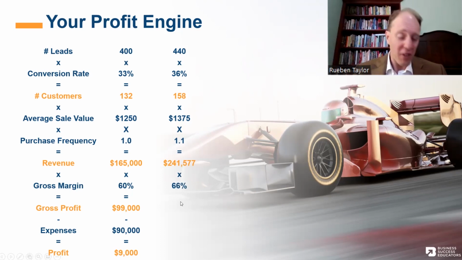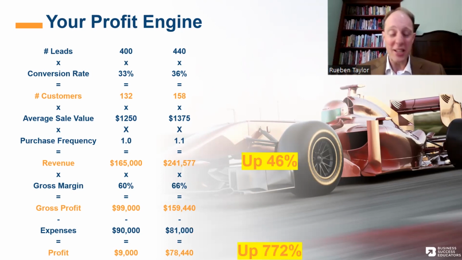Our gross margin, if 60 becomes 66, well, then our gross profit now is 159,440. Now, expenses we don't want to increase. We actually want to reduce that by 10%. Most businesses can do that. If you start to focus on where you're actually wasting money, where could you be more efficient? And in this case, 90 becomes 81. The profit of this business is now 78,440, which is a massive 46% increase in revenue and a 772% increase in profit.